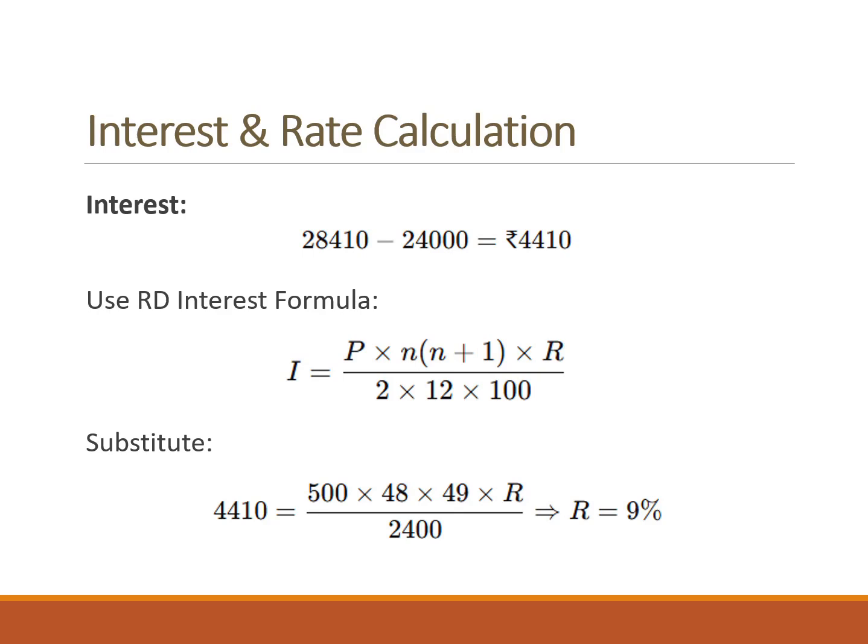Now, we calculate the interest by subtracting the principal from the maturity value. That is 28,410 minus 24,000, which equals 4,410 rupees. We use the recurring deposit interest formula, I equals P times n(n+1) times R divided by 2400. Substituting the values and solving, we find that the rate of interest is 9% per annum.